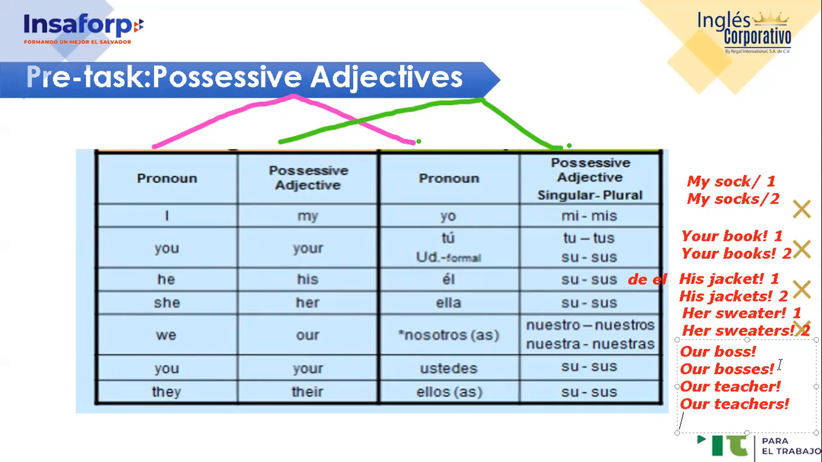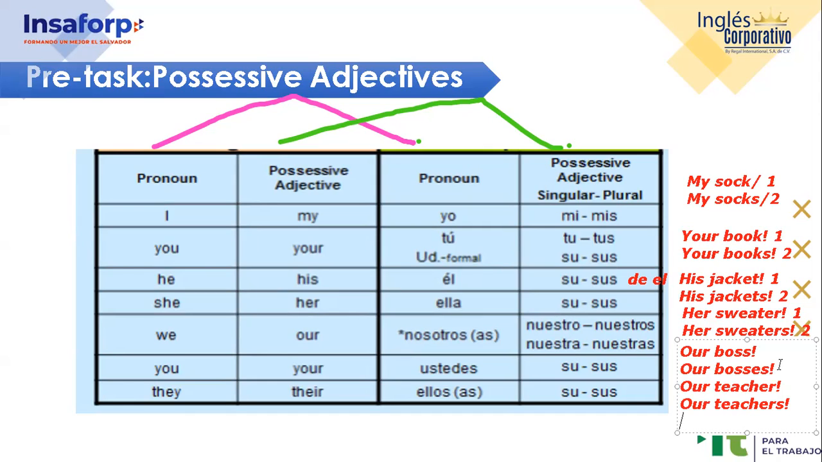Ahora puedo decir, este es su libro, para referirme a ustedes también. Entonces, puede ser singular o plural. Entonces, el you tiene singular o plural. This is your book, or these are your books. Estos son sus libros, estos son sus carros, estos son sus amigos. ¿De quién? De usted o de ustedes.